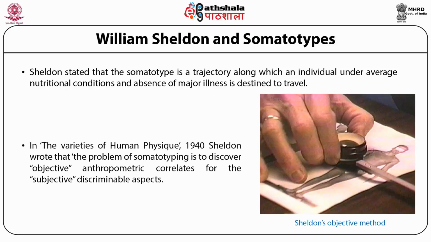In his work, The Varieties of Human Physique, he wrote that the problem of somatotyping is to discover objective anthropometric correlates for the subjective discriminable aspects. Sheldon chose an arbitrary scale that permitted no rating more than 7 or less than 1 in any component. Sheldon used somatotype photographs, the record of the present height and weight, a table of somatotypes distributed by the cube root of weight, and arthroscopy. Here you can see Sheldon's objective method, how he is trying to evaluate the somatotype.